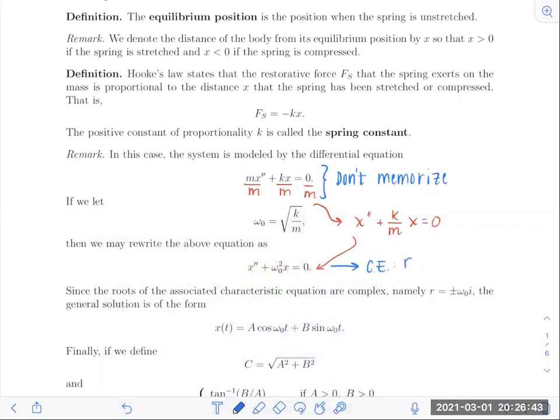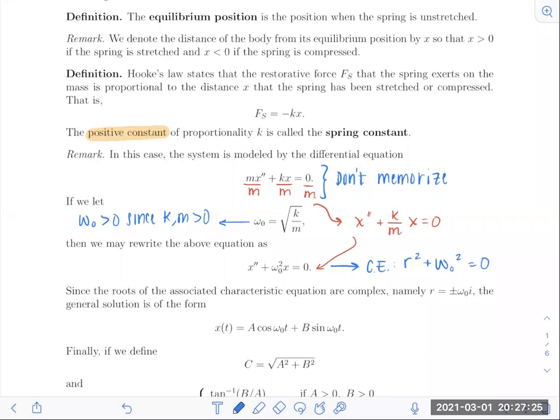x double prime becomes r squared. And then remember, x just goes to 1. It's the 0th derivative. So we would get plus omega naught squared equals 0. So if we wanted to find the roots here, remember k and m are both positive. So I'll just make a note here that omega naught is positive since both k and m are positive. k is the constant of proportionality, and so I'll highlight up above, they specified that that constant is positive, and of course m is a mass, so it doesn't make sense to have negative mass.